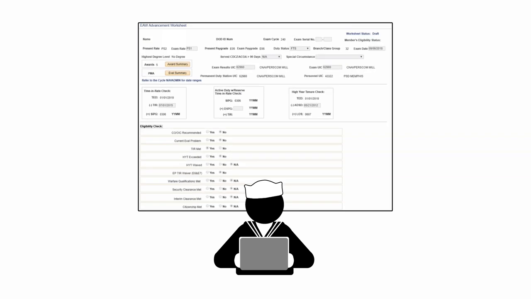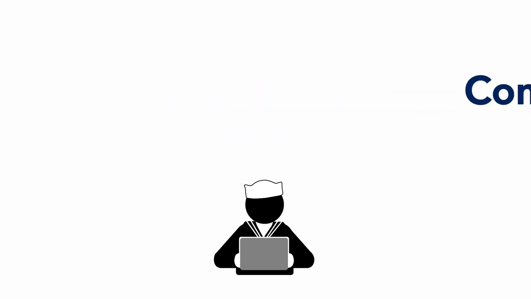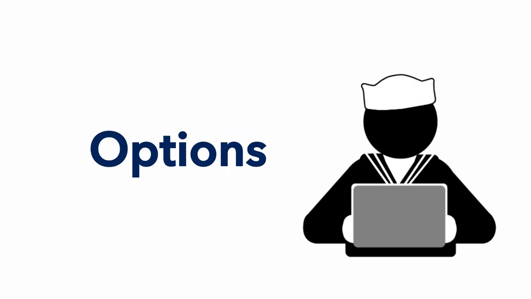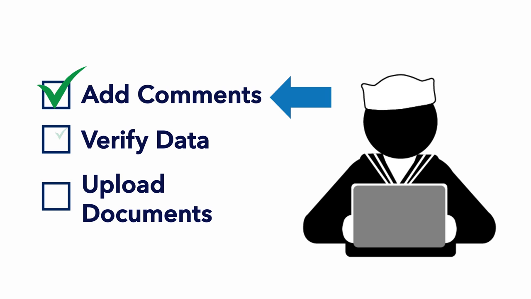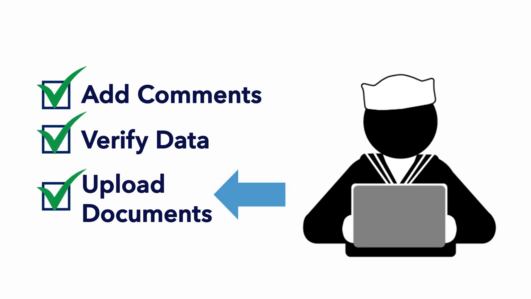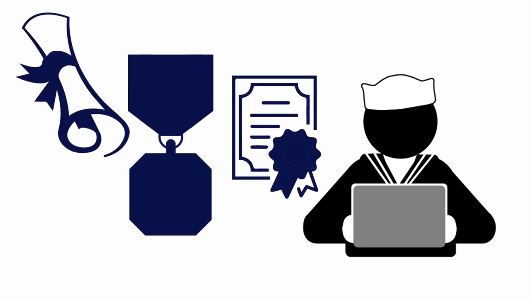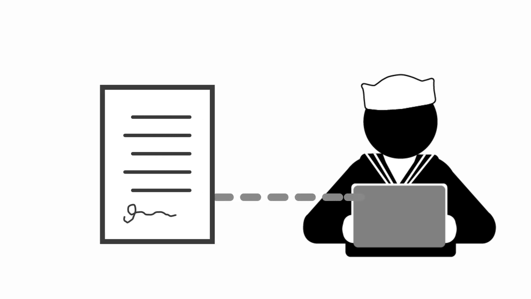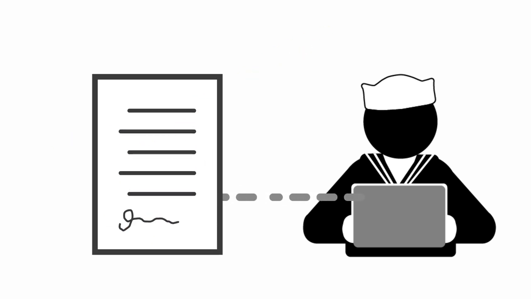Once sailors receive their electronic worksheet via command ESOs, the system gives a number of options, allowing sailors to add comments, verify their data, and upload supporting documents such as missing awards. The updated system will streamline the verification process for all eligible petty officers E4 through E6 and reduce common errors sailors encounter during advancement exams.